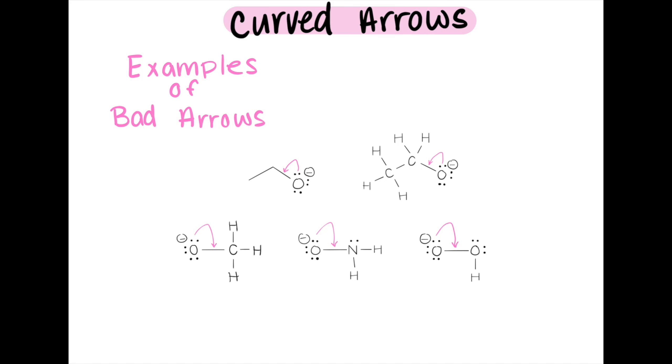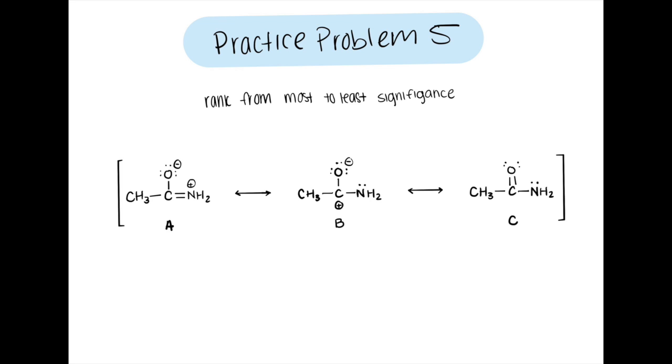Here you can see some examples of curved arrows that violate this second rule. In each of these drawings, the central atom cannot form another bond because it does not have a 5th orbital that can be used. Here in our last practice problem, it asks us to rank the following resonance forms, from most to least significant.